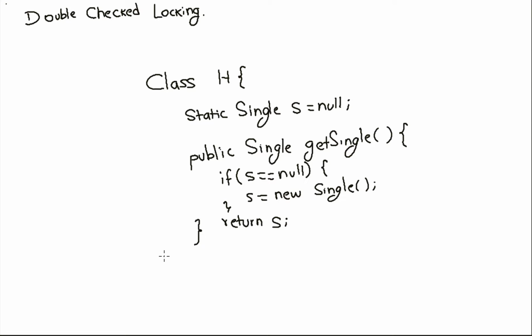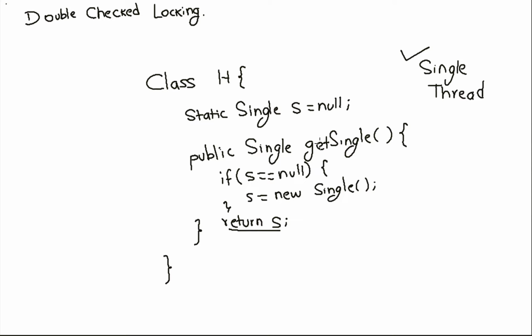Now this function is perfect if your system is single threaded. If there is only one thread in your system, then only one thread will call getSingle, and it will check if S is equal to null, that is, whether the instance has already been created. If it is not created, then create the single instance, assign that value to S, and finally return S. If it is called once more, S will not be null, so it will directly return S. So this function will ensure that only one instance of Single is created by the system. This is perfect for a single threaded system.